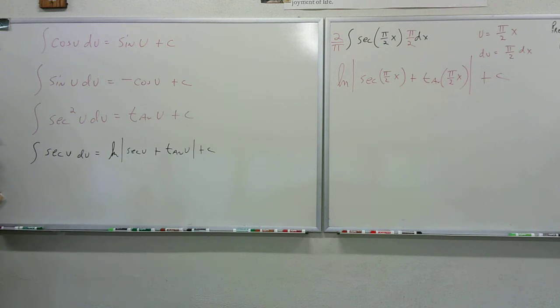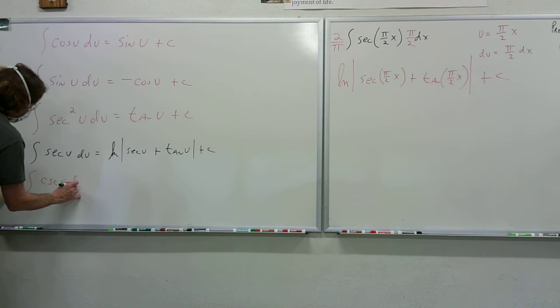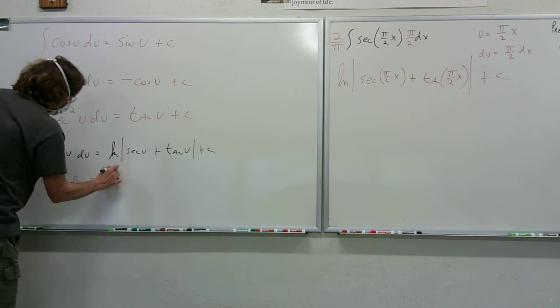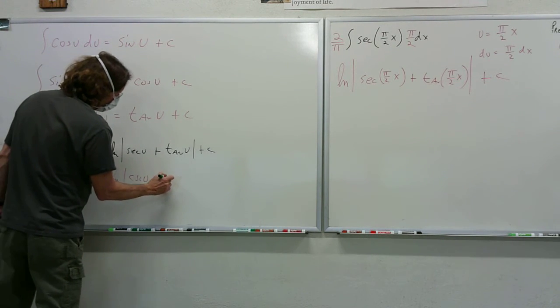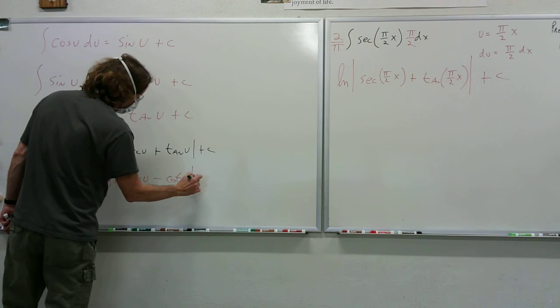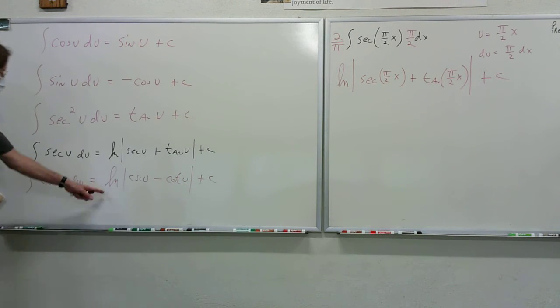Now, I'm going to go ahead and give you the rule for cosecant u. The integral of cosecant u du is equal to the natural log of cosecant u minus cotangent u, absolute values, plus c. And there's a couple more: 6, 7, 8. What other 2 have I not given you?